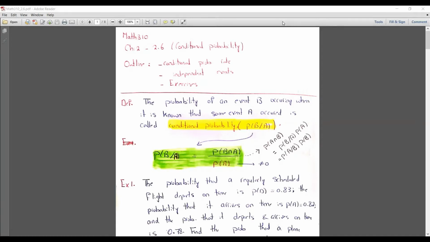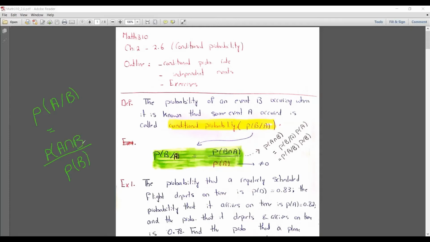Now, guys, what if we want the probability of A knowing that event B occurs or occurred? Knowing that, we're going to put in the denominator P of B. Then in the numerator, we're going to put P of A intersection B, the intersection between the two events.